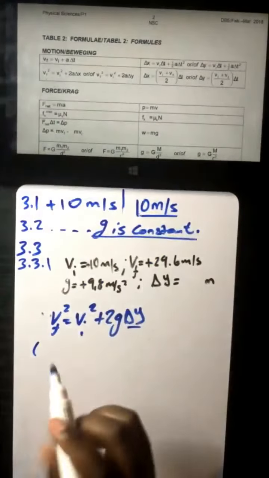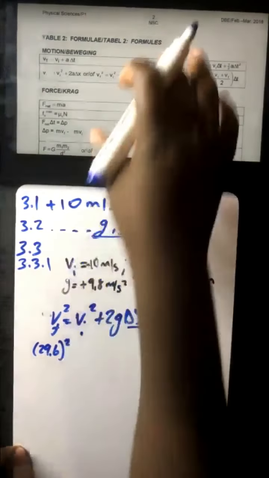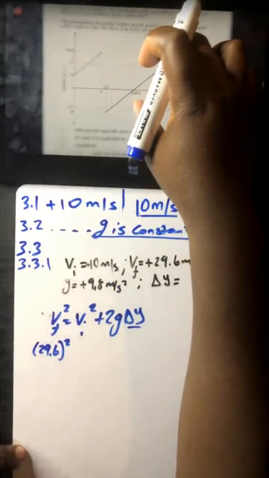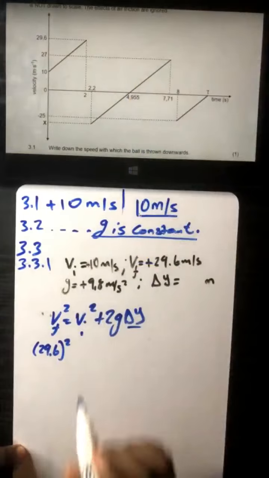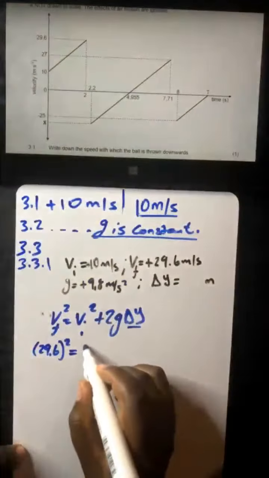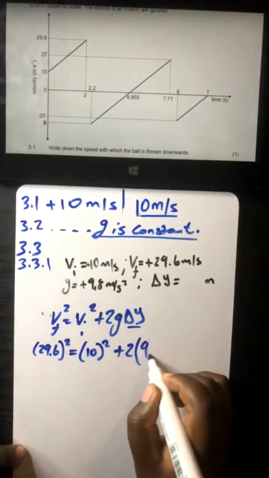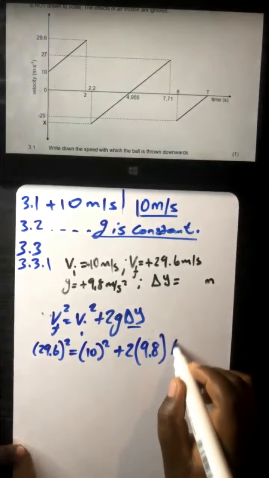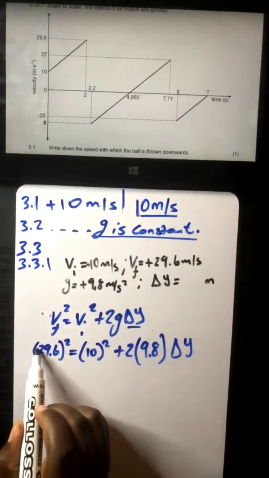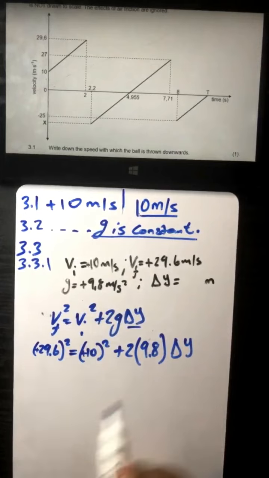So guys, in case you're not following, just make sure to either stop me or ask a question. Let me go to that sketch so that we are all on the same page. V initial was 10. We said V initial is 10 squared plus 2, G is 9.8, times delta Y. So remember guys, V final is positive. Even though I didn't write positive, it's positive. V initial still is positive.